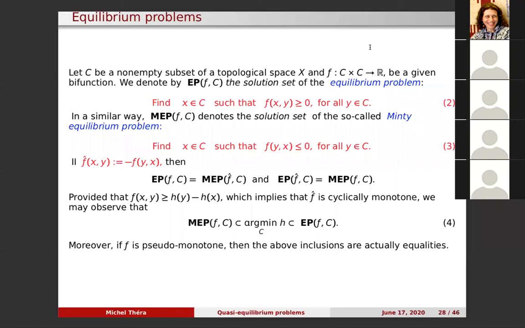And also you have this connection with the argmax of f, which is in between the solution set of the Minty equilibrium problem and the equilibrium problem. And also, if f is monotone, then the above inclusions are in fact equalities.